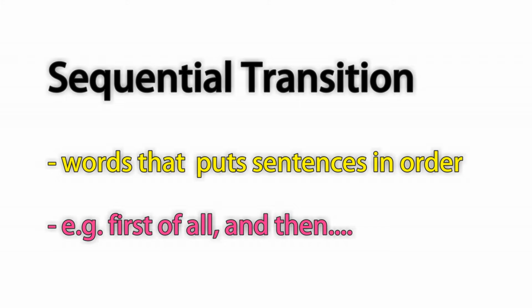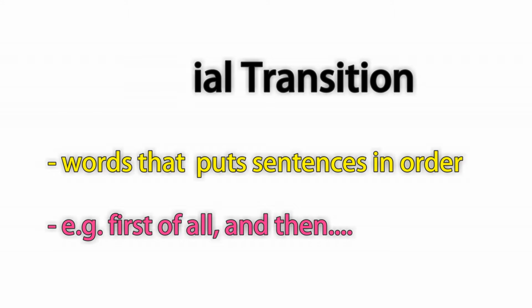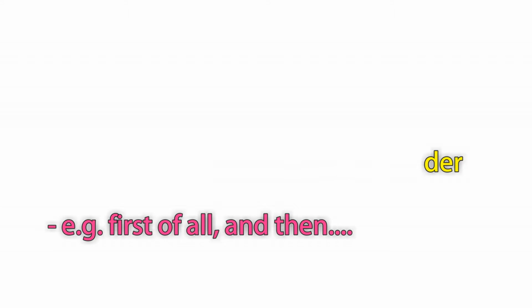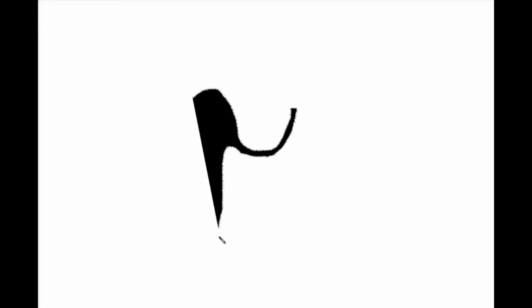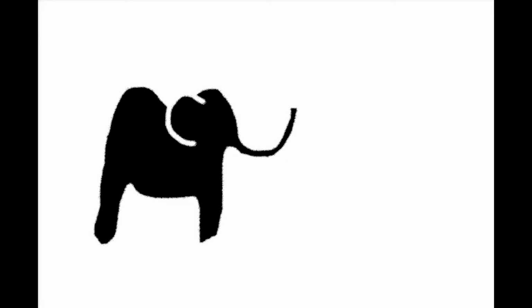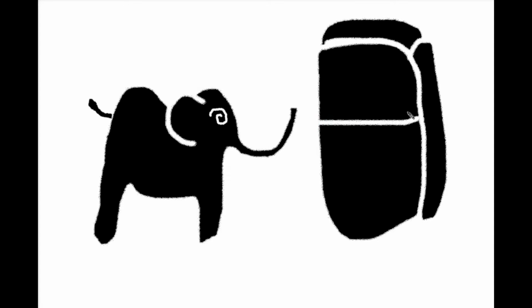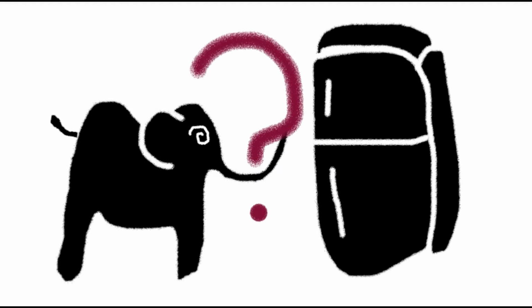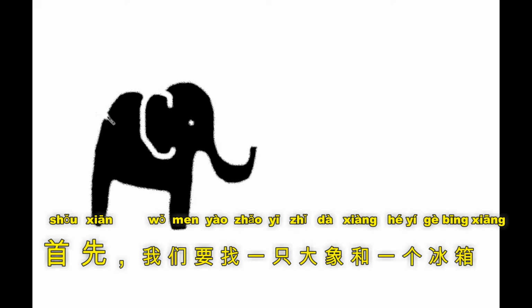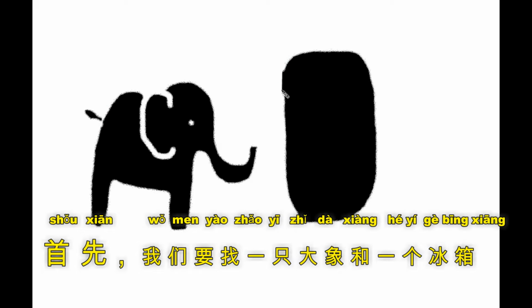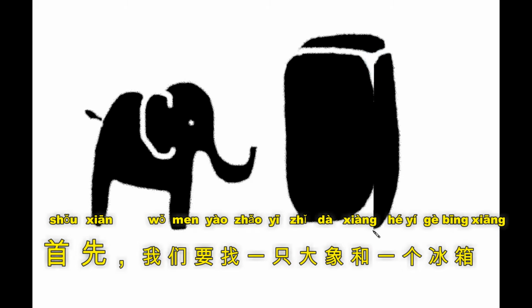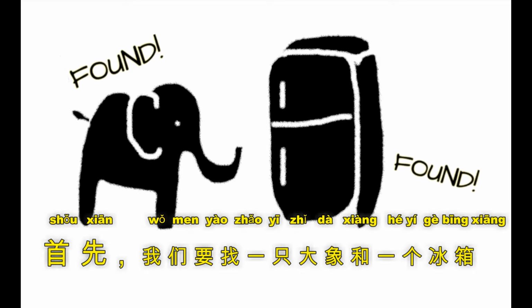In today's video, we're going to talk about some of the sequential transition words in Chinese, which are the words that put sentences in order. For example, such as first of all, and then, or next, and so on. We are going to learn these transition words by applying them into a real example, which is the different stages of putting an elephant into a fridge.